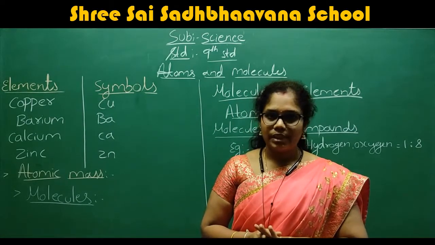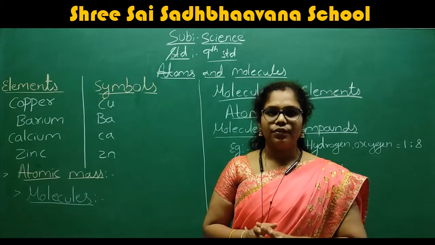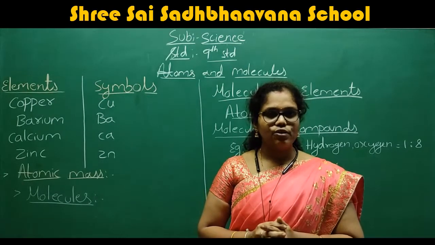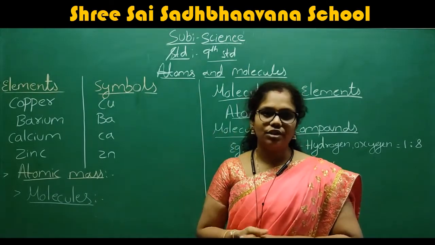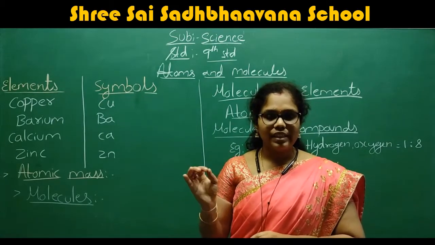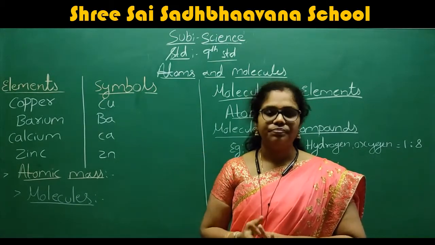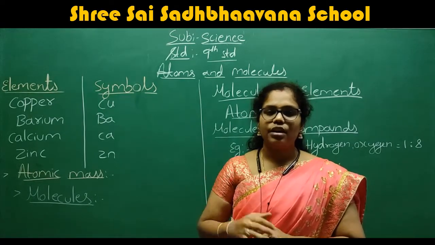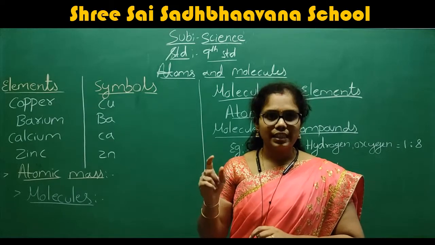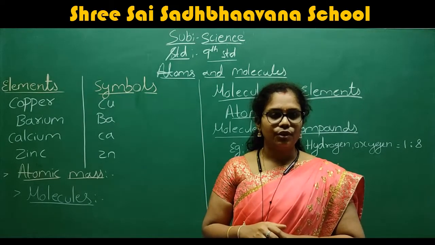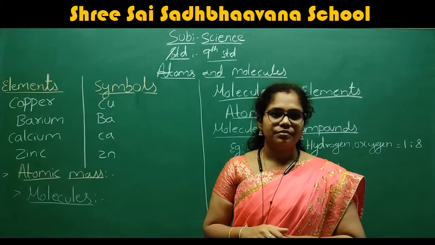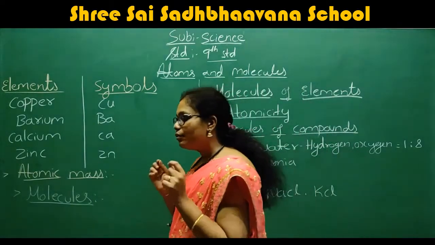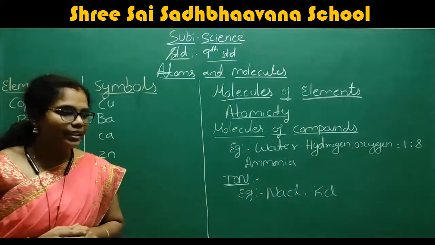Shall we see some examples? The first element of the periodic table, hydrogen. We take the first letter of hydrogen, and the symbol of hydrogen is H. After that, oxygen, the first letter O, carbon C, fluorine F. Like that, we take the first letter of the element to make the symbol.